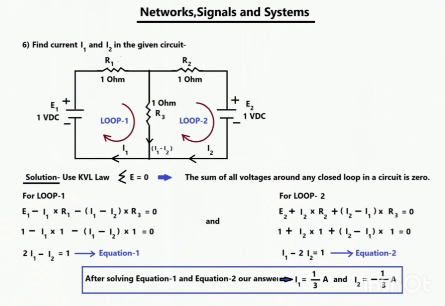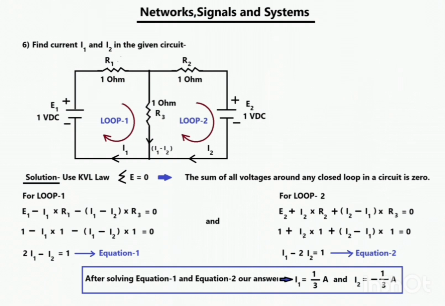And for loop 2, E2 plus I2 R2 plus (I2 minus I1) multiplied by R3 equals 0. And after solving this equation, I1 minus 2I2 equals 1. This is equation 2.